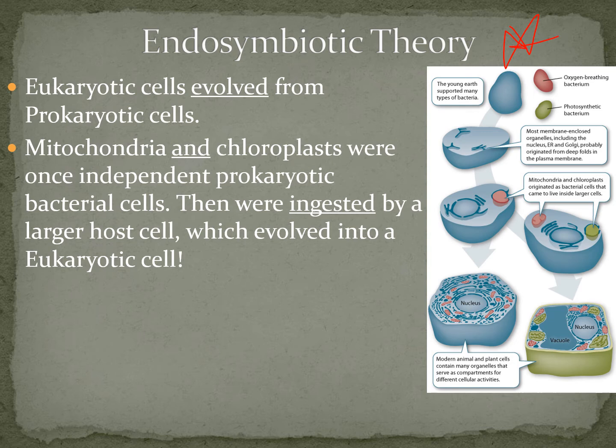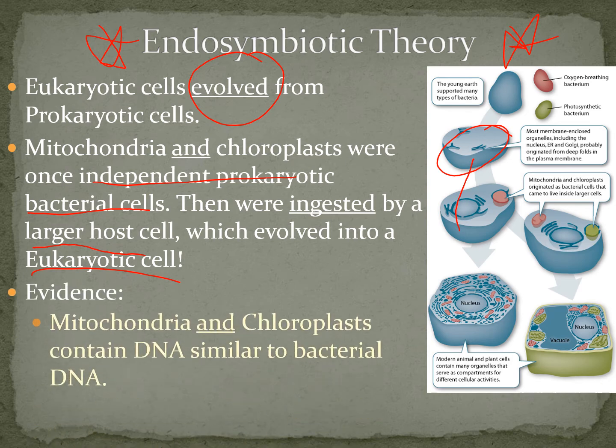Yes, you have to know this. Please make sure this is in your notes. Eukaryotic cells supposedly evolved from prokaryotic cells. Mitochondria and chloroplasts are very similar: mitochondria give energy to animals, and chloroplasts give it to plants. But they say these were once independent prokaryotic bacteria cells, which were eventually ingested by a larger host that evolved into a eukaryote. So basically, one cell one day was hungry and ate another cell, and once it realized it could eat cells, it became a eukaryotic cell. The evidence is that mitochondria and chloroplasts contain DNA very similar to bacterial DNA.